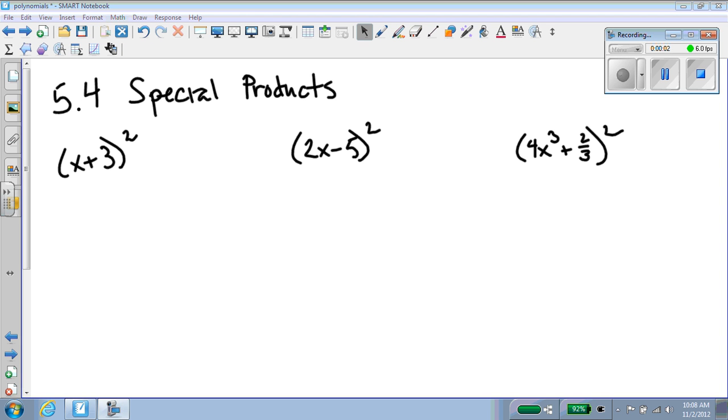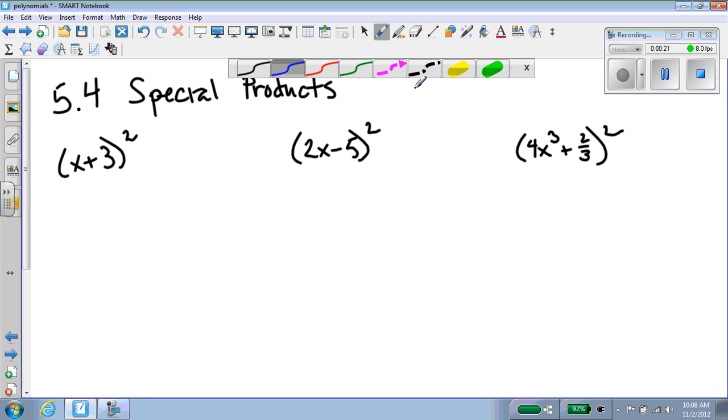We're going to continue with multiplication of polynomials, but we're going to look at some special products. All of the problems on this page have something in common. They're a binomial raised to the second power, right? So a binomial squared. So they are actually called binomial squares.